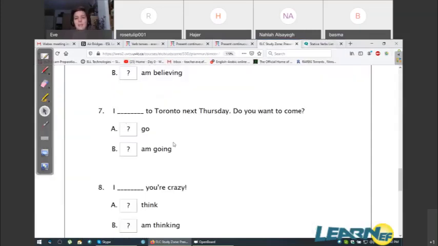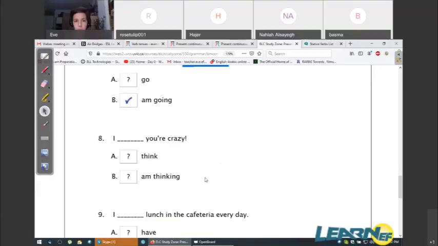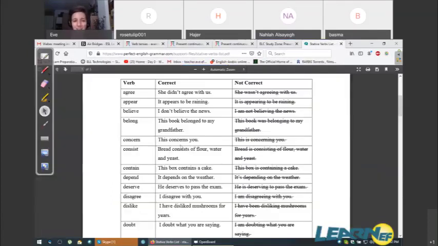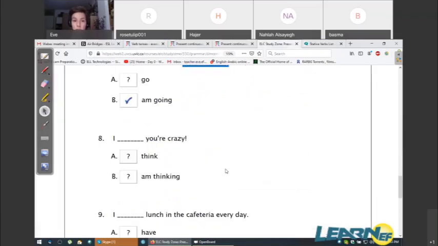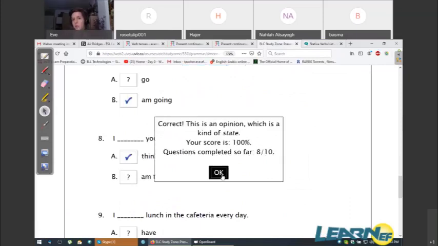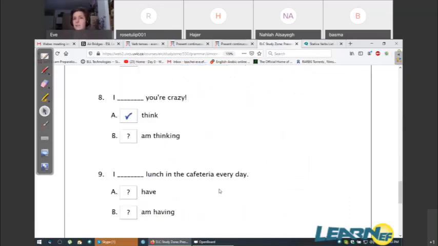Seven. This is another meaning of the present continuous that I didn't mention. I'm going to Toronto, because we use present continuous for scheduled events in the future. So next Thursday, it's scheduled and we use present continuous. And you can do number eight. Are you crazy? No, again, you've got a stative. Think, yes. It's a stative. So I think you're crazy. My opinion is that you're crazy. But I can say, what are you thinking right now?